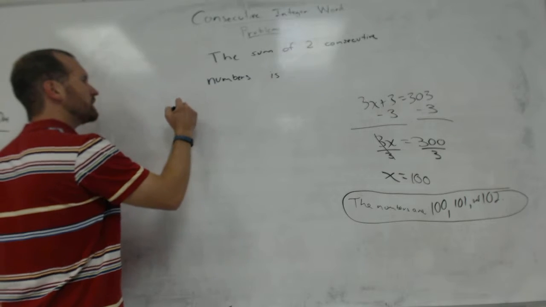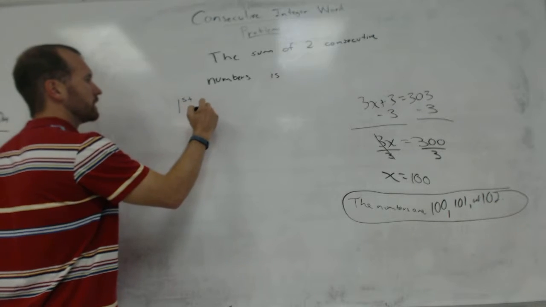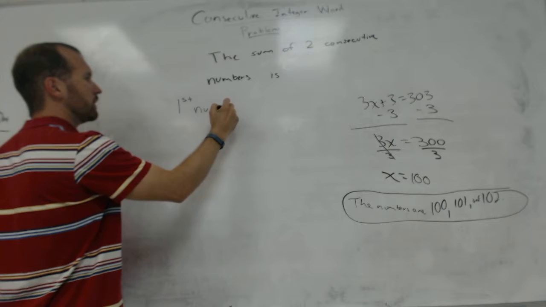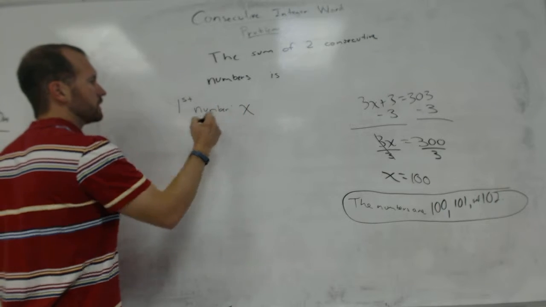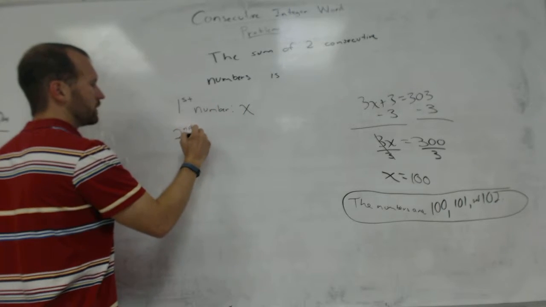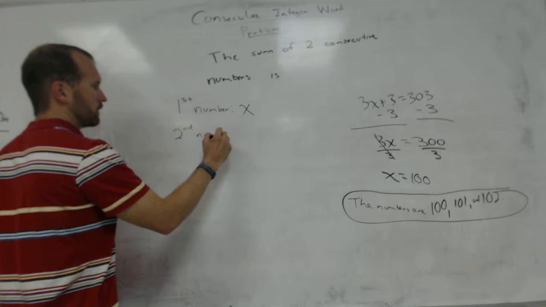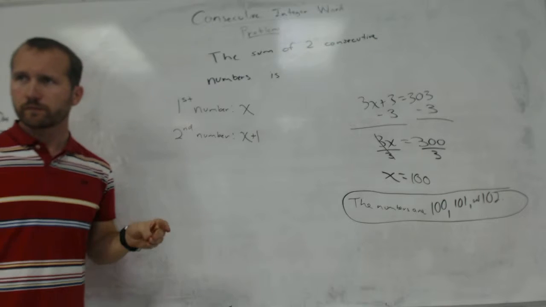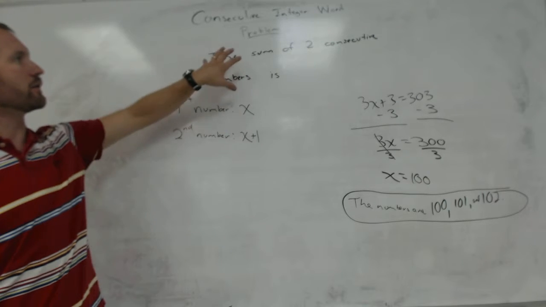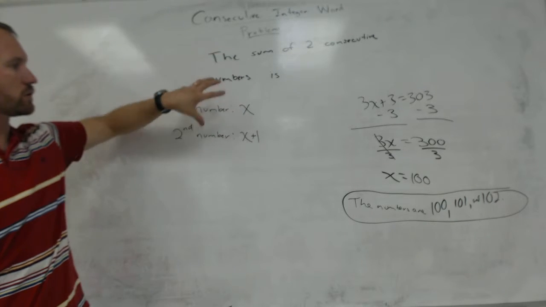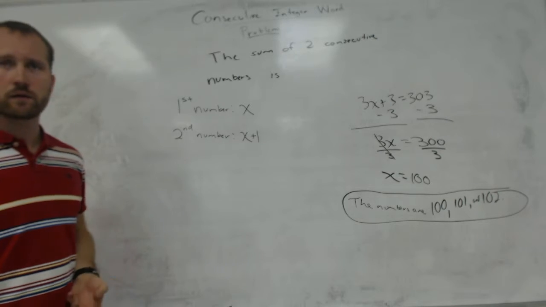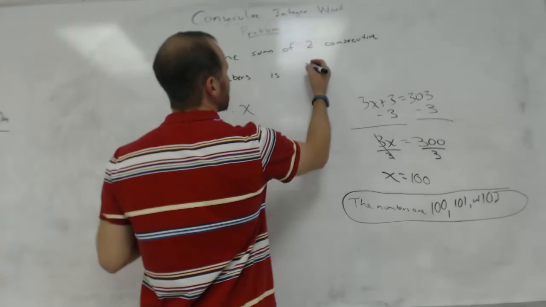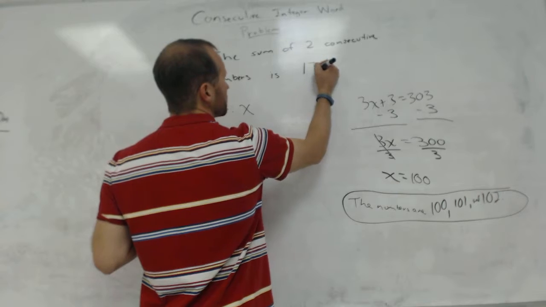Yeah. So this is what I'm thinking when I see this. The first number is x, and the second number is x plus 1. Okay? This is the translation of this part into math. And let's say they said the sum of two consecutive numbers is 173.